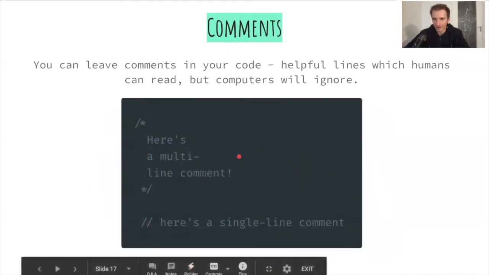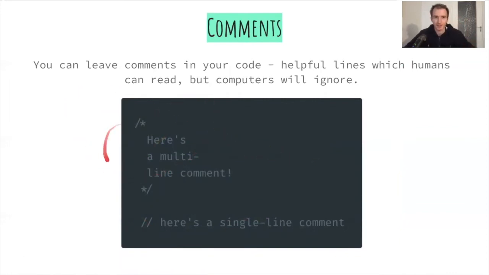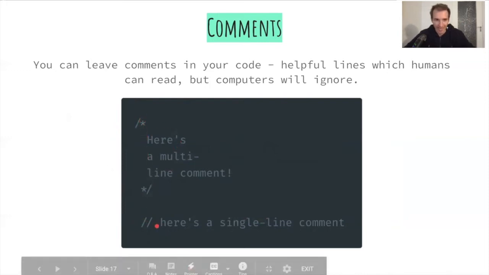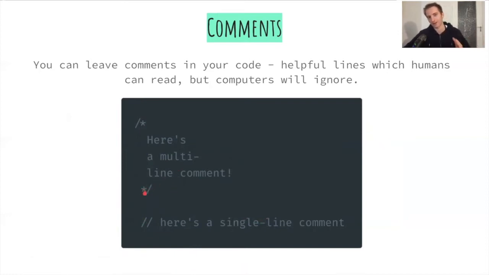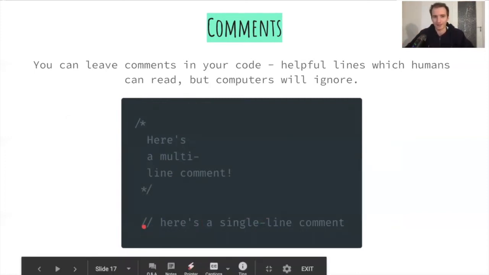We also have comments in JavaScript. There are 2 ways of writing comments. There's a multi-line comment, which starts with a slash and asterisk. And when you want to cut off a multi-line comment, you can cut it off with an asterisk and a slash, the other way around. Or alternatively, you can write a comment for just 1 line if that line starts with 2 slashes.